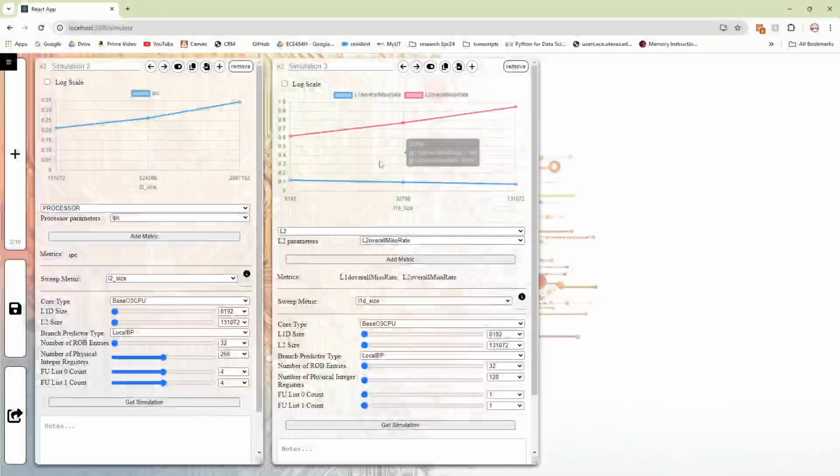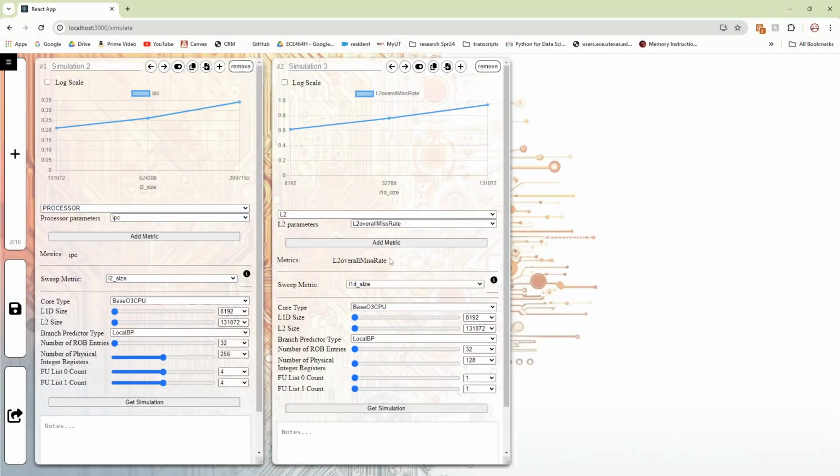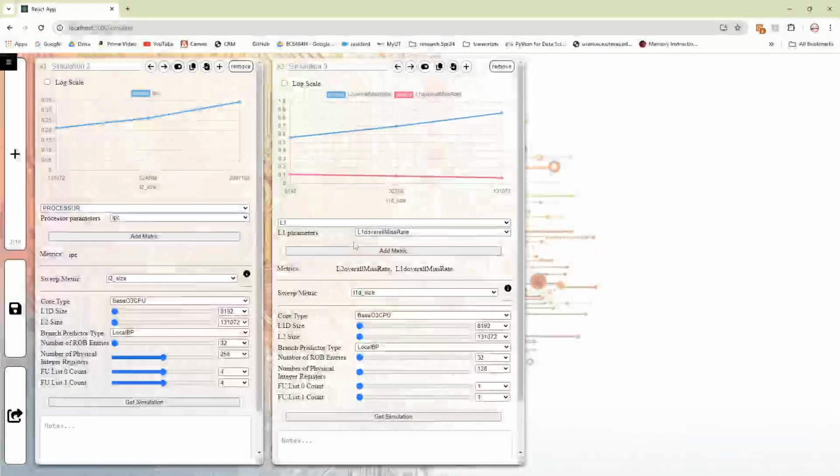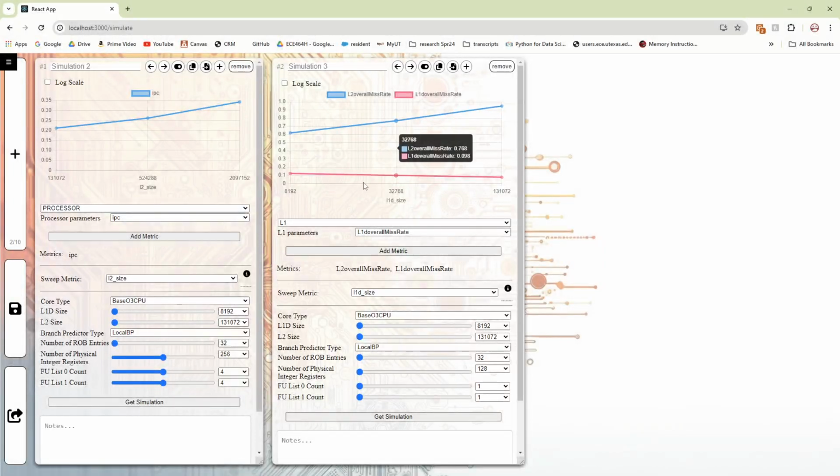By the way, if you want to delete one of these plots, you just click down here and it'll delete it. Whoops, I deleted the wrong one. Let me add this back. Alright, so let's see.